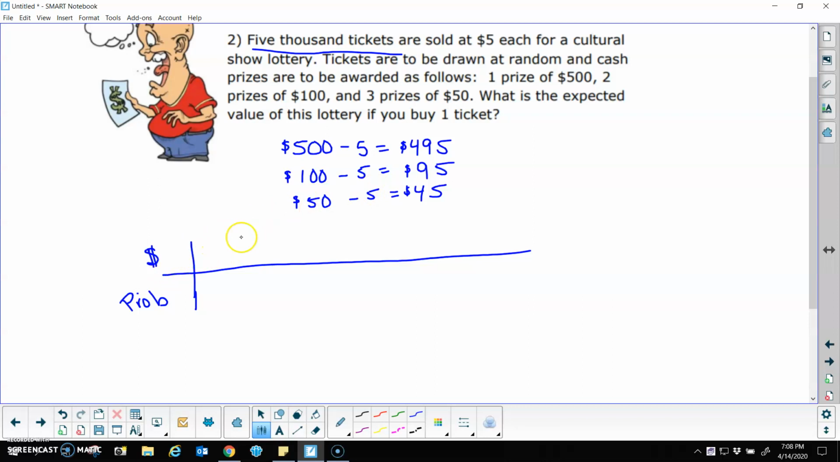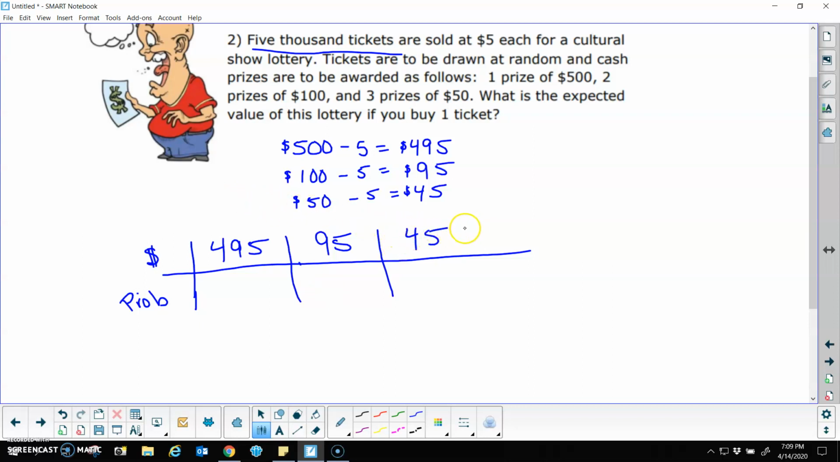Okay, so my first cash prize, the one we all are hoping to win, is that $495, right? Who could not use $495? The second one is going to be $95. I'll even take $95. I'm not picky. And then you could also win $45. Again, it's not that $495, but it's still some money I would enjoy.